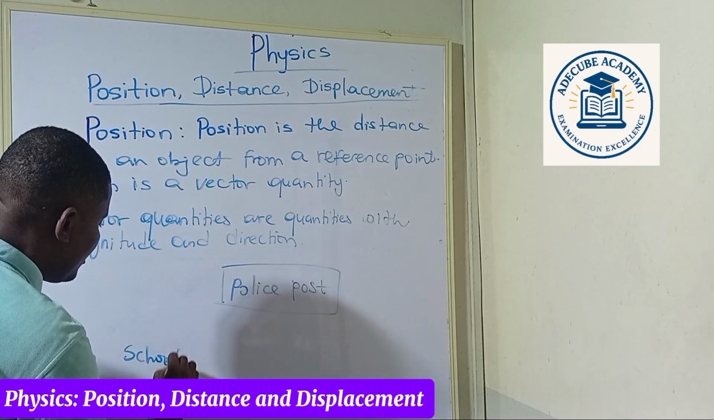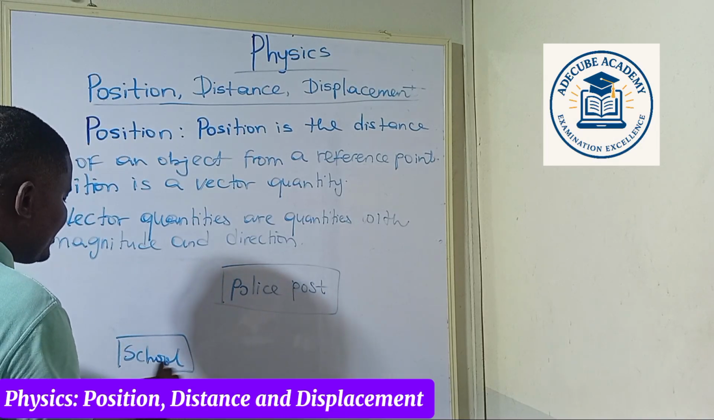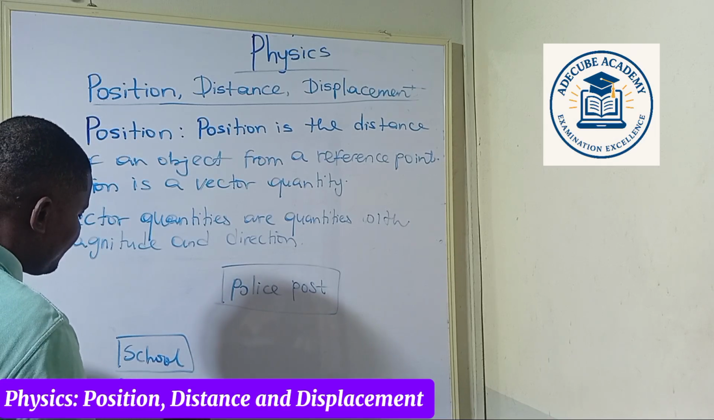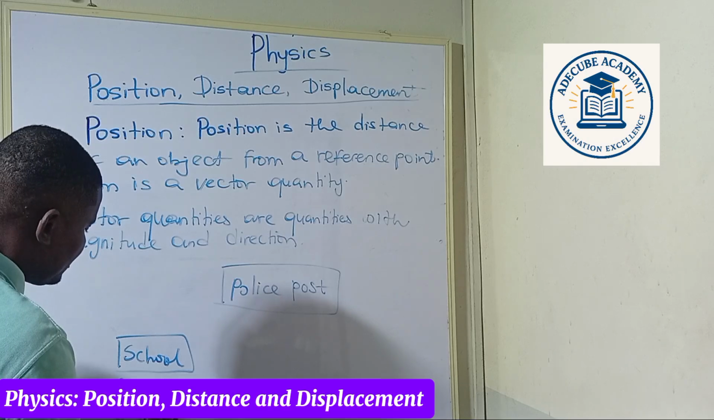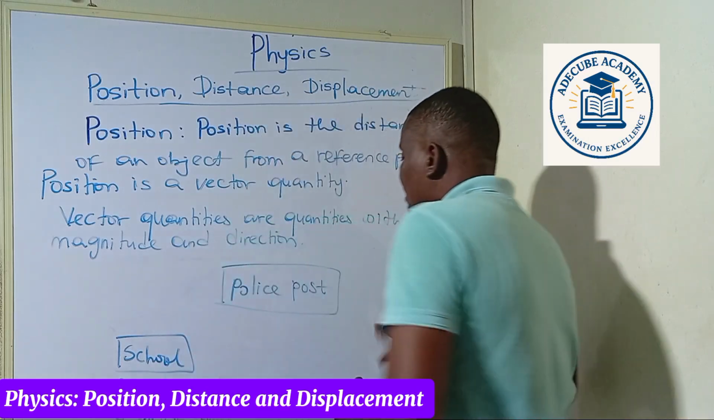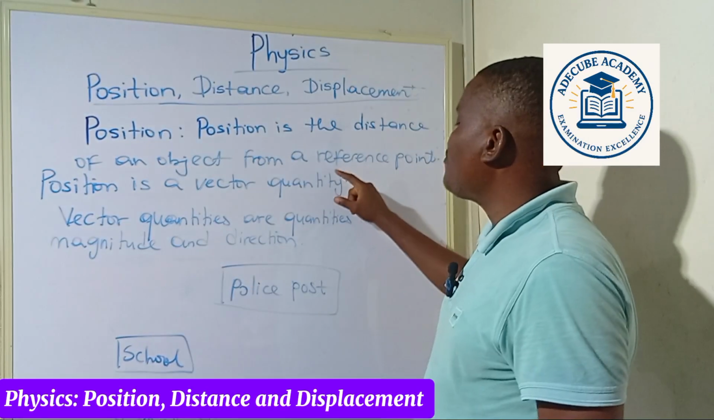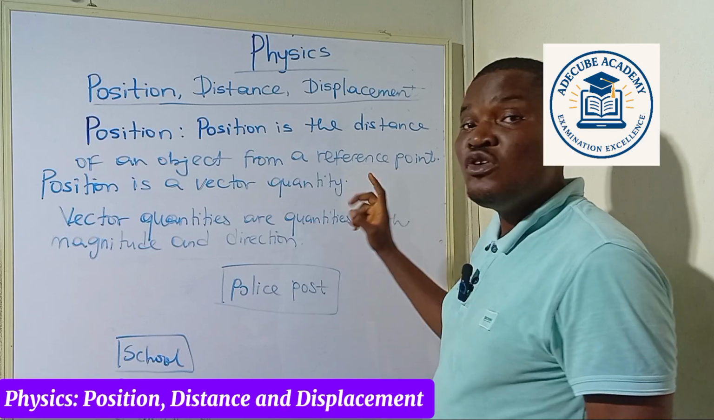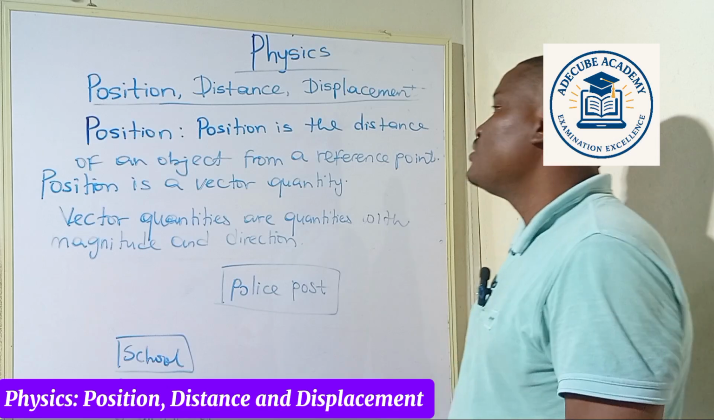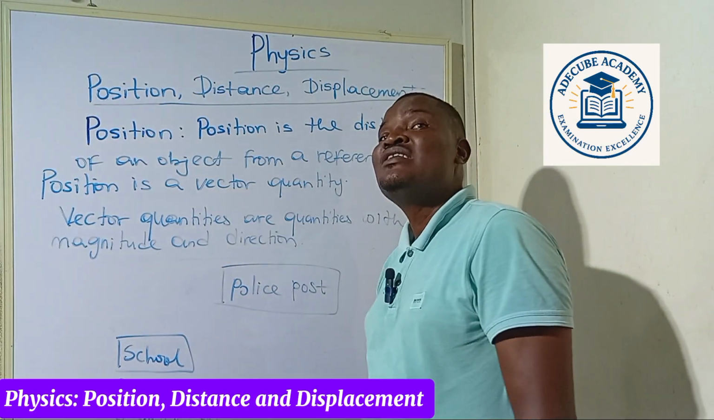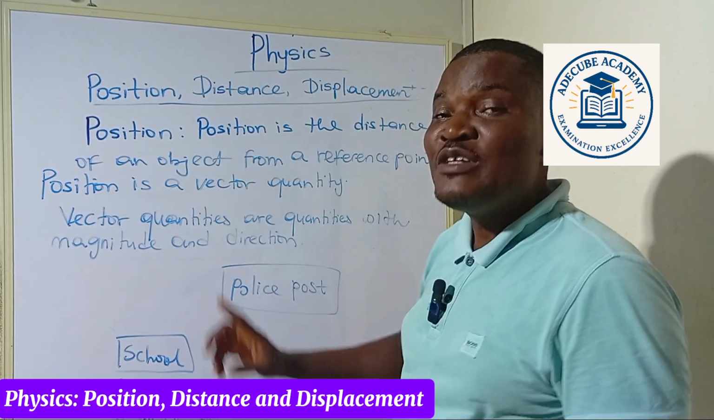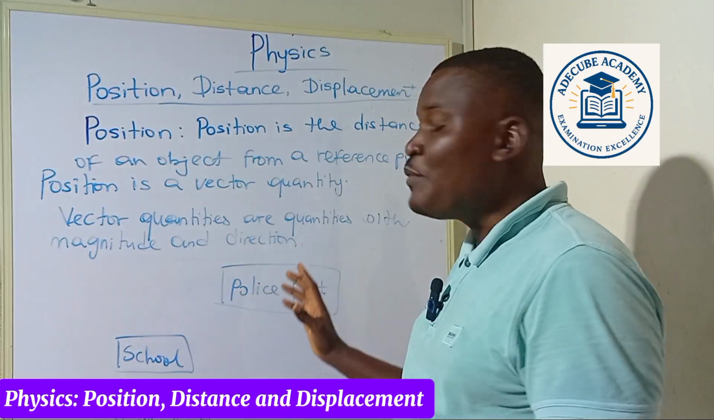We have the school. Where is it located? It is located on the right of a police post. So in this scenario, the police post is our reference point, and the position we are trying to describe is the location of the school. So position can also be defined as the location of an object in reference to a particular point.